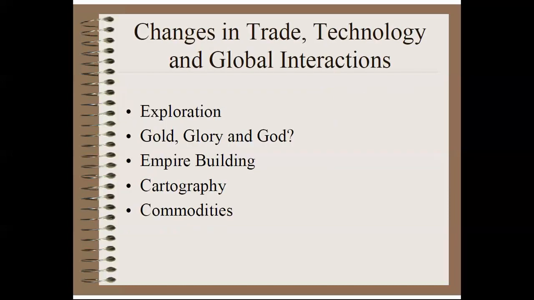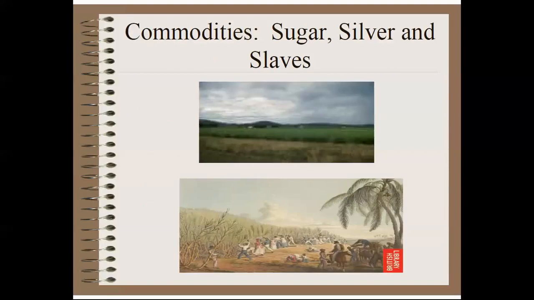There will be changes in trade and technology, exploration. Remember the motives of gold, God, and glory, empire building, cartography, and commodities. We have some commodities during this time. Sugar, silver is going to be a big thing. The Chinese are going to start to only trade with the British with silver when the British want tea, which will eventually cause resentment and will eventually, in a couple hundred years, lead to the Opium War. Slaves are going to be a huge commodity and the biggest result of trade during this time.